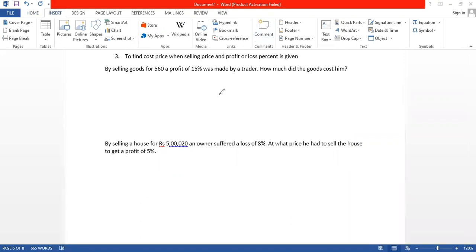Okay, so now we have two questions. In this, they are asking you to find the cost price when the selling price and profit or loss percentage is given to you. Now, for these kind of questions, what I would recommend is that you form this equation and you try to plug in the information that you have.